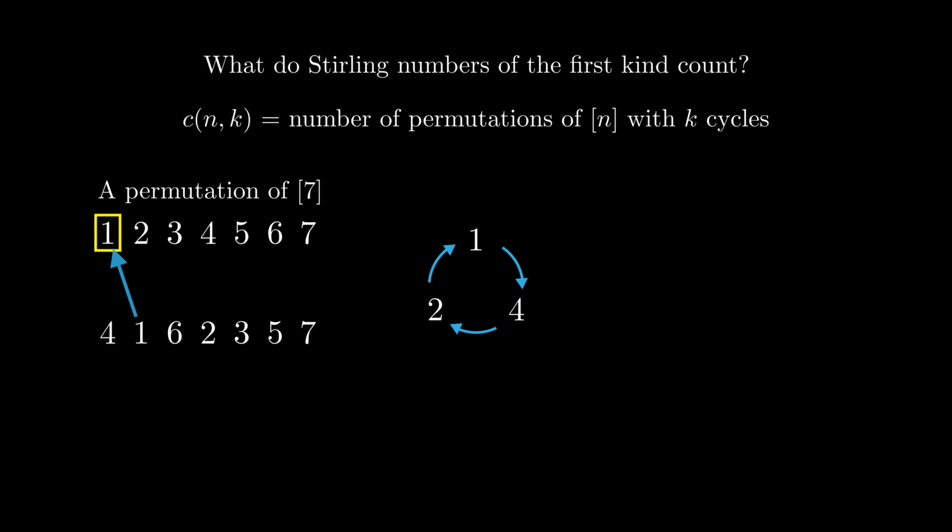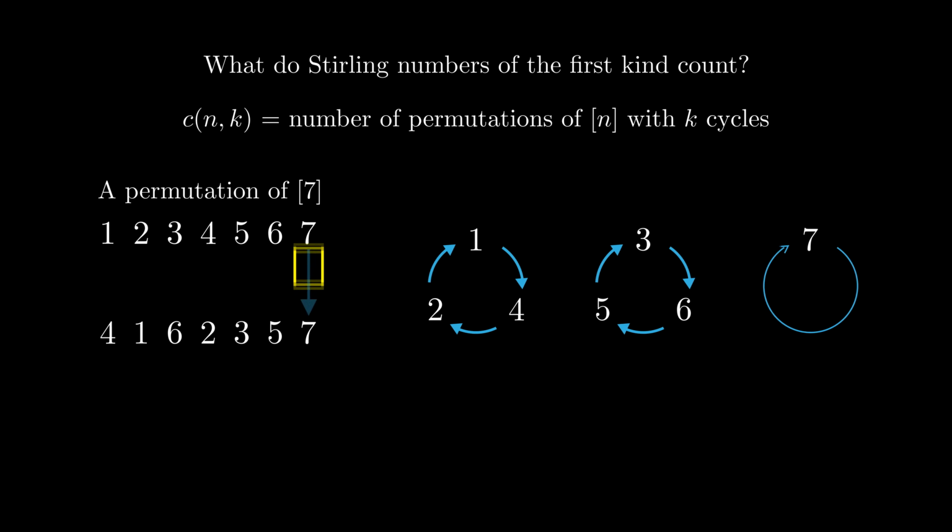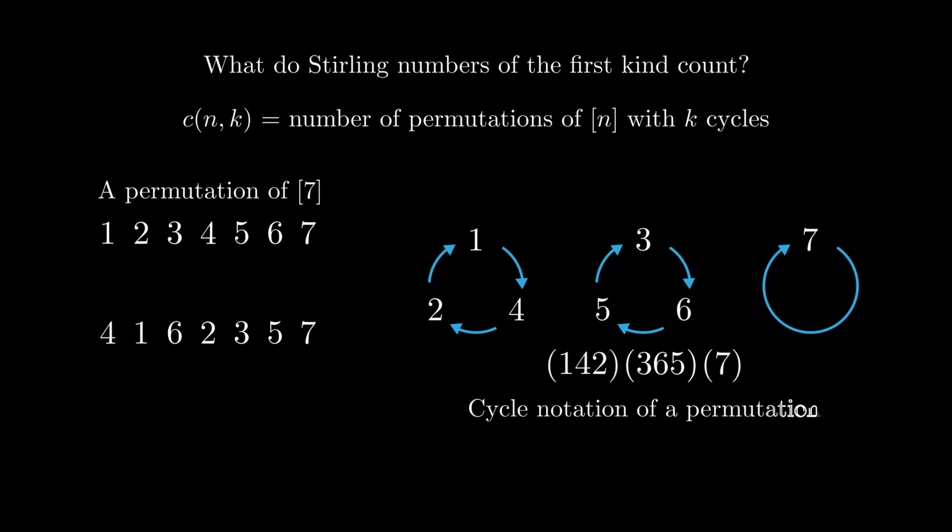Eventually, you will end up back where you started, and that's why it's called a cycle. Find all of the cycles in this permutation, and put each cycle in parentheses, and you have what is called cycle notation of a permutation. We can see that this permutation has 3 cycles, and so this is a permutation of 7 with 3 cycles.